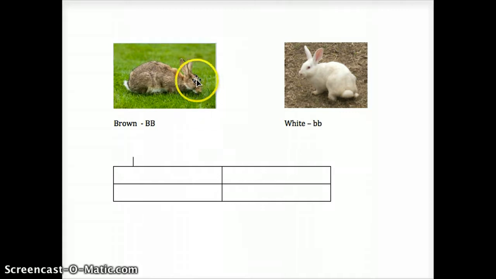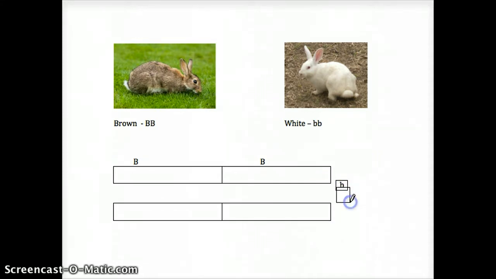So for the brown bunny, we're going to put a big B up here at the very top, and we're actually going to put the other big B on top of the other column. Now we still have another rabbit. We have the white one. So we're going to put his traits right here to the side of the box. Sorry about that. We're going to put a little b here, and because they have two alleles, we're going to put the second little b here.